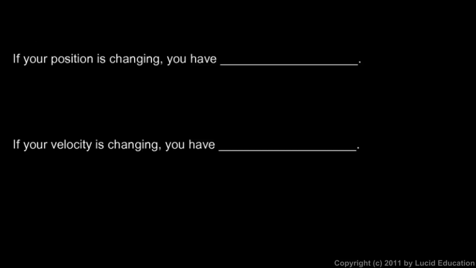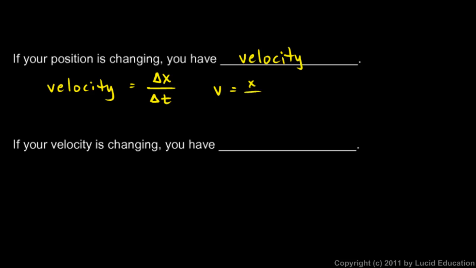To complete our study of the topic of motion, we have to say some things about acceleration. If your position is changing, you have velocity, and you can write that in the notes. And we've already talked about velocity. One way to write it is this: velocity is your change in position. We can call that delta x over the time that it took to change, delta x over delta t. Or you could write v is x over t.